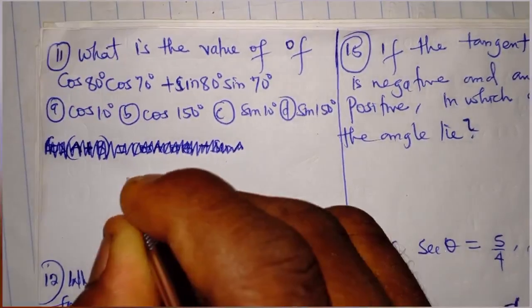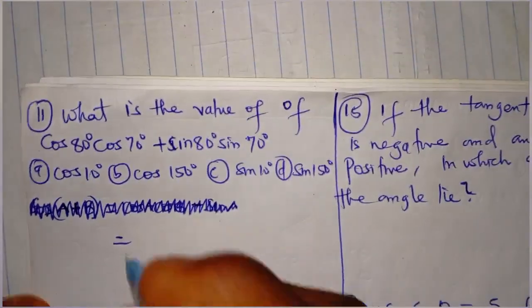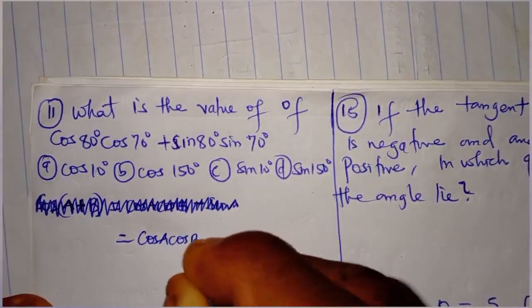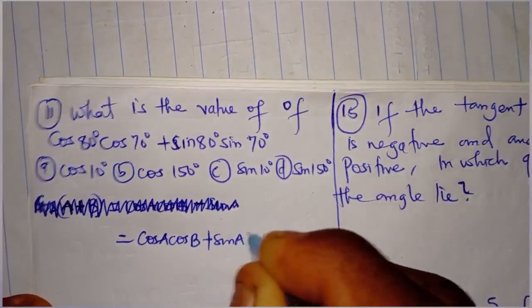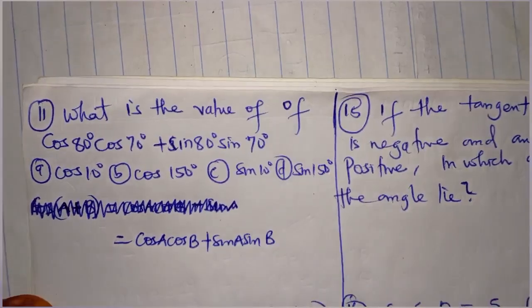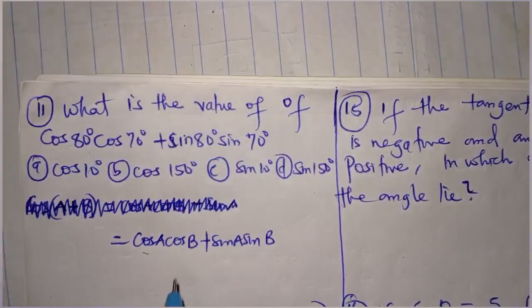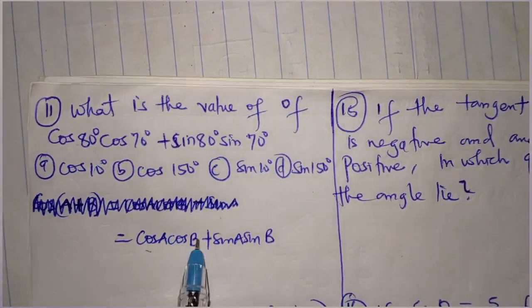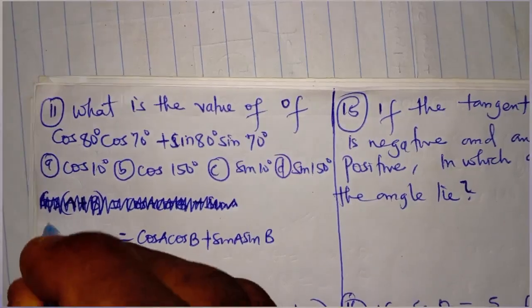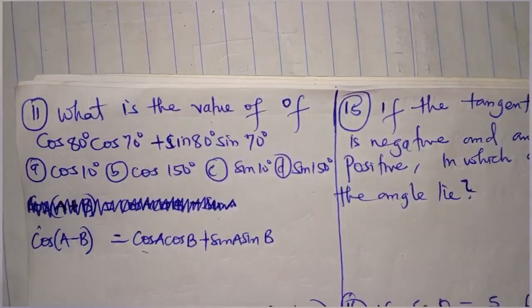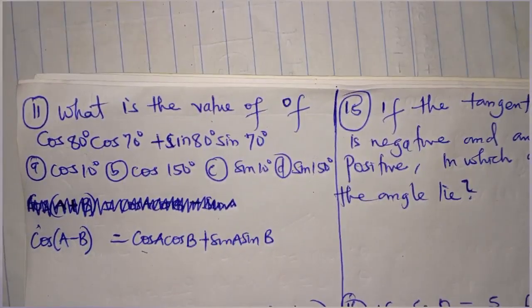Remember, there is something like this: cos A cos B plus sine A sine B. Yes, there's something like this. This is the formula that we have here. So what will produce this? Actually, the cosine of a difference is what will give us that. Cos A minus B is cos A cos B plus sine A sine B.